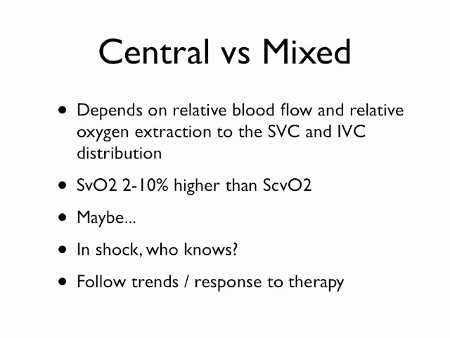So the conventional wisdom is that the saturation in the mixed venous blood in the pulmonary artery is about 2 to 10% higher than the central venous saturation. So if we're worried about a mixed venous saturation of less than 65, then we're happy with the threshold of about 60 for the central venous blood. But I mean, we don't really know. The variables, as I said at the start, depend a lot on where the blood's going and how much is extracted in the upper body and the lower body.